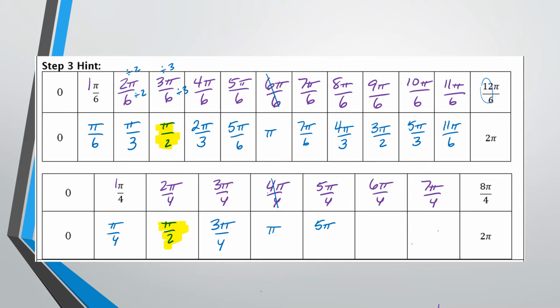5 pi over 4 doesn't reduce. 6 pi over 4, we could divide everything by 2, so it turns into 3 pi over 2. 7 pi over 4 doesn't reduce, and then 8 over 4 is 2, so that's how you get your 2 pi. So like I said before, you're going to have some overlaps. So pi is going to overlap, 2 pi is going to overlap, 3 pi over 2 is going to overlap. So the ones that are overlapping are your quadrantal angles, so the ones that are on the x and y axes. But it's nice, when you get to those, to double check that you did it correctly the first time around.